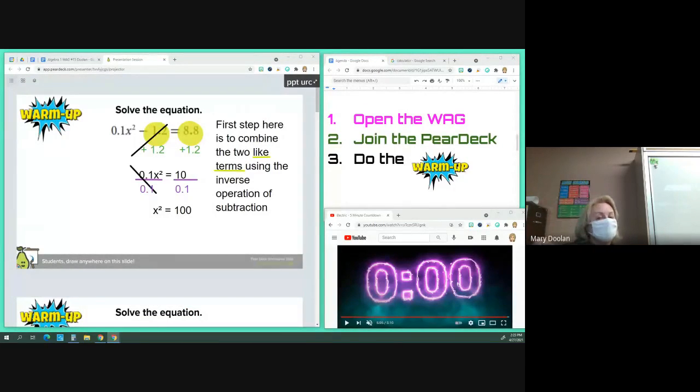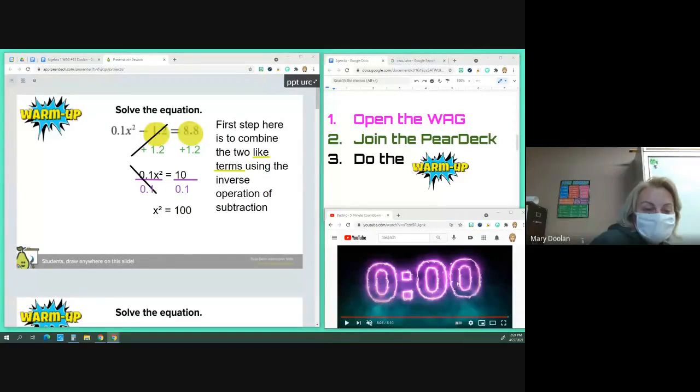Up until this point, this is stuff that you've learned previously when solving equations. But the new thing we learned about is when you have a variable squared, how do you solve for that variable? So we learned yesterday that there are 2 square roots of a positive number. 100 has 2 square roots. 100 is a perfect square because it comes from squaring integers.